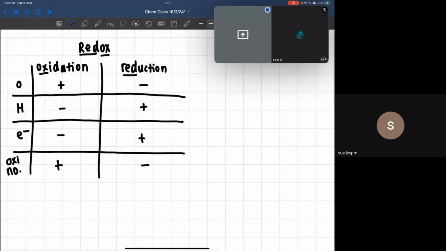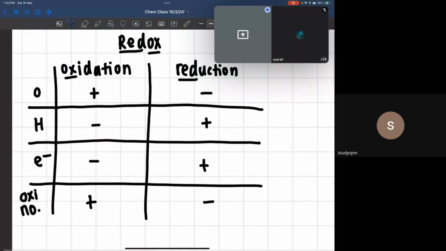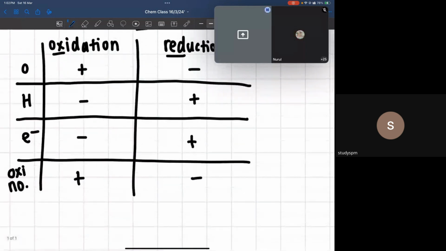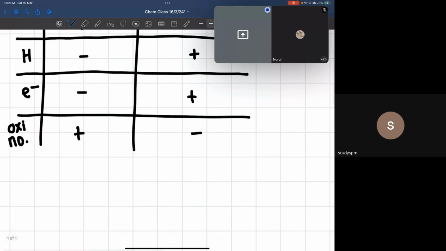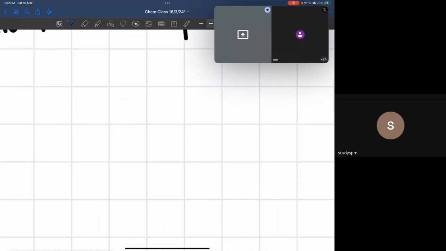Okay, so this one is a summary. Later I will arrange it nicely, then I will send it back in the group. So this one is just a short briefing. Okay, this one we settled already. And then let's move on to equation.